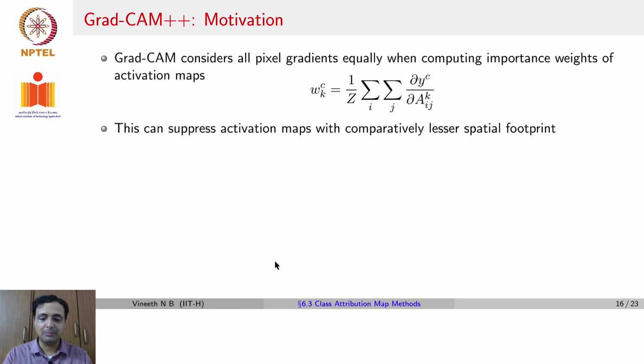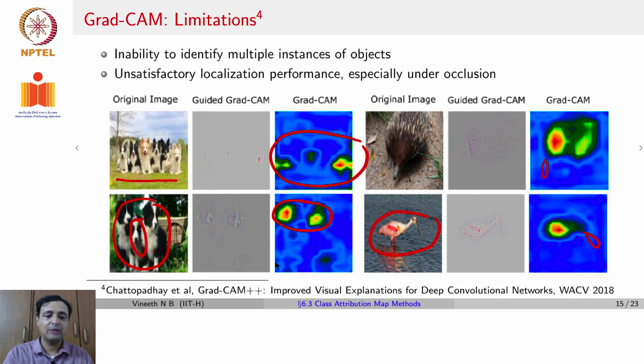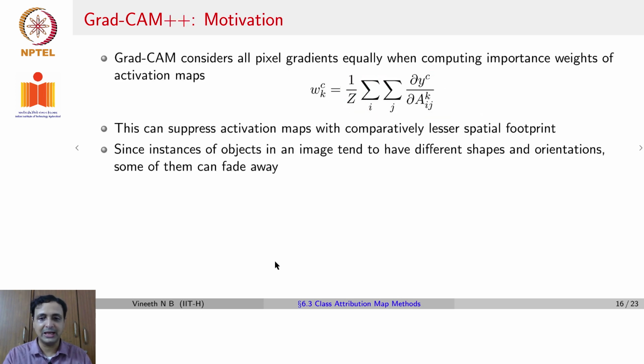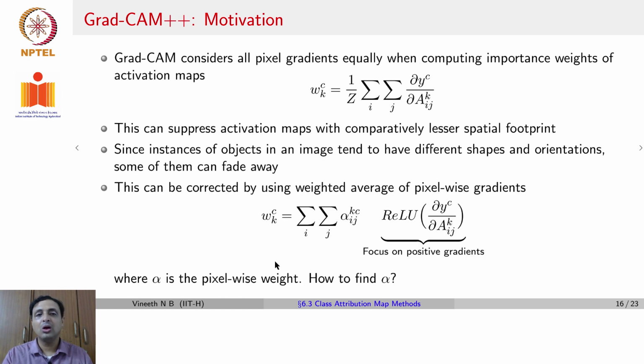Rather, we saw this example on the previous slide too. When you have 3 dogs and there is one dog which is smaller, the other 2 dogs got most of the gradient and the third dog did not, because it has a lesser spatial footprint. We'll see this more clearly on the next slide. And when you have this kind of a bias in the visualization, some of the smaller objects may just not be picked up in the saliency maps. What can we do about this?